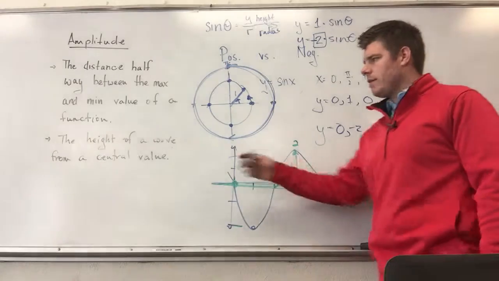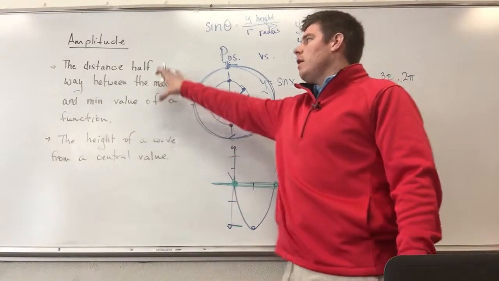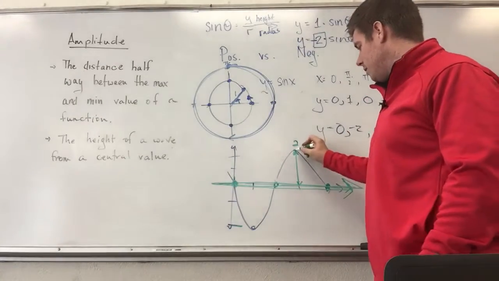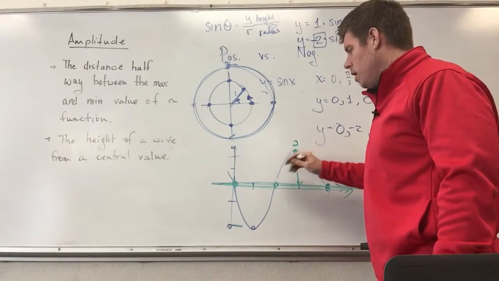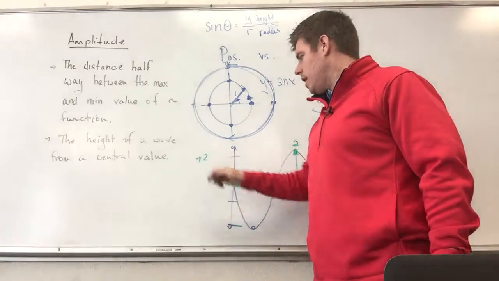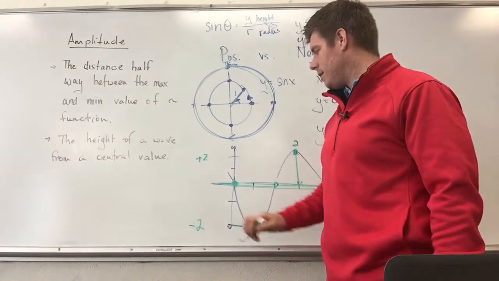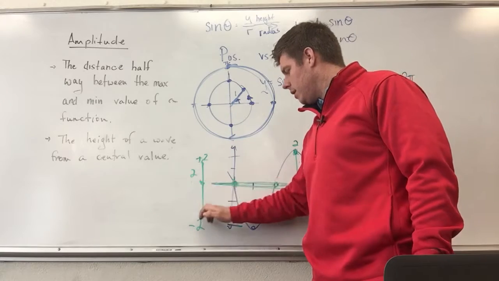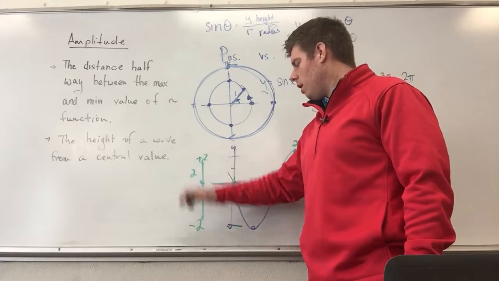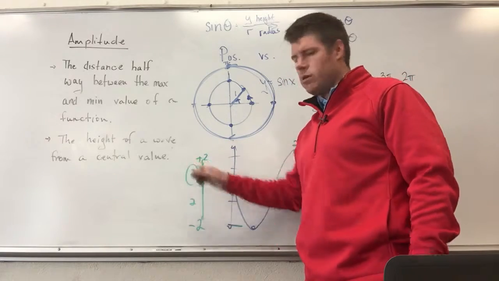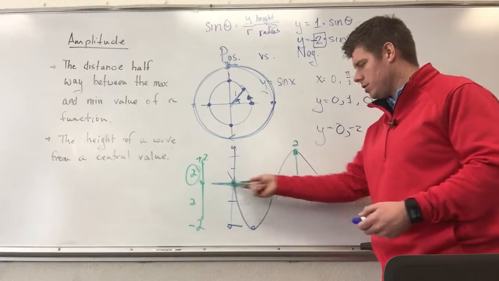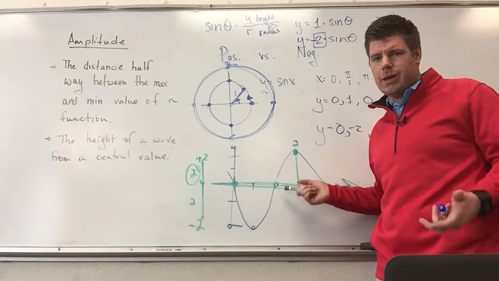So that's where I use the central. The other way is the halfway distance between the min and the max. So if I take the maximum value, which is at positive 2, and I look at the distance between that and negative 2, well, from here to here is a distance of 2. From here to here is a distance of 2. Well, that makes 4. Half of 4 is just 2. So that's kind of where I get my idea from: just find where your central measurement is.